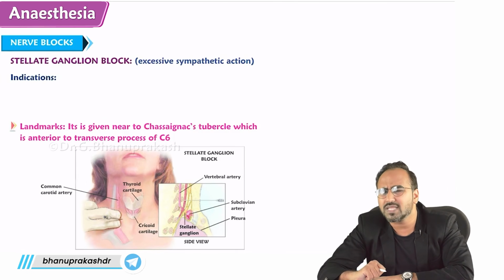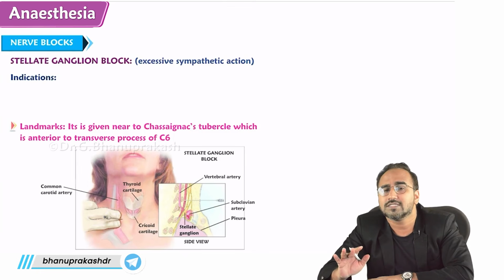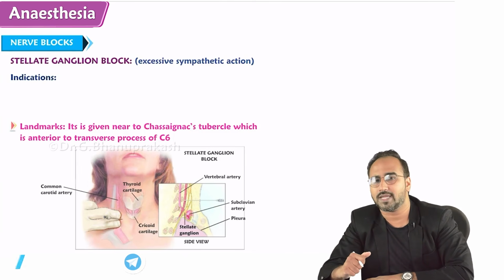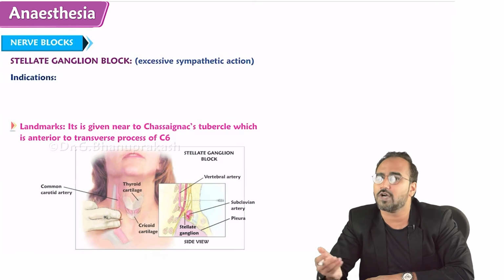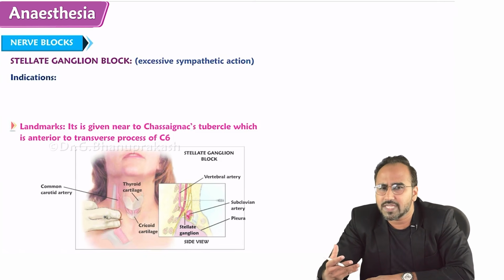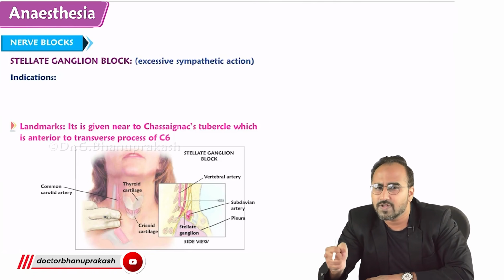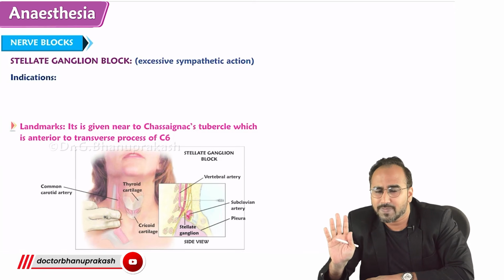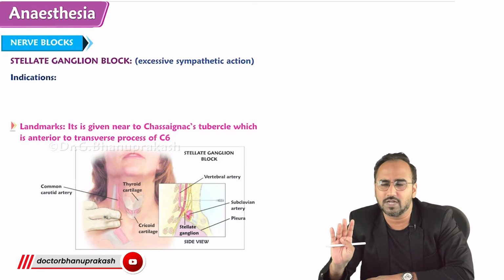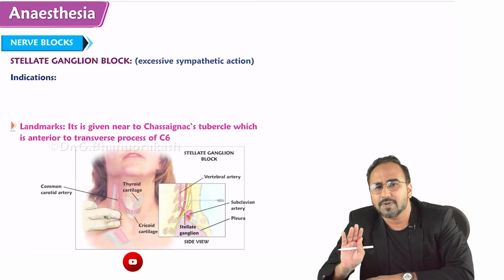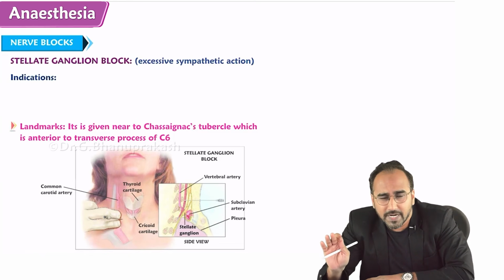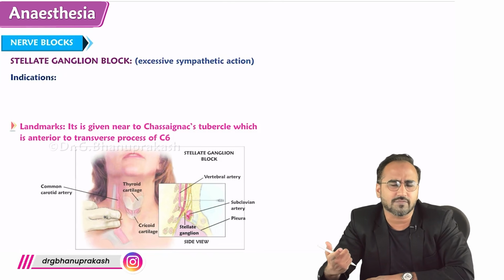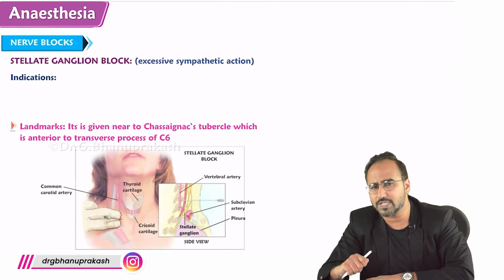Why do you want to block the stellate ganglion? When there is some excessive sympathetic activity, then you have to block it. Such as in the case of Raynaud's disease, there is excessive sympathetic activity that is causing excessive vasospasm, right? In Raynaud's disease, there is vasospasm of the fingers and all. There is decreased blood supply to the fingers. If a person with Raynaud's comes to your hospital, the first thing we'll give him is peripheral vasodilators.